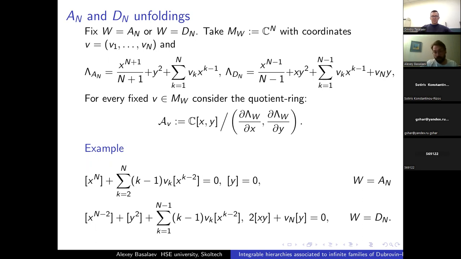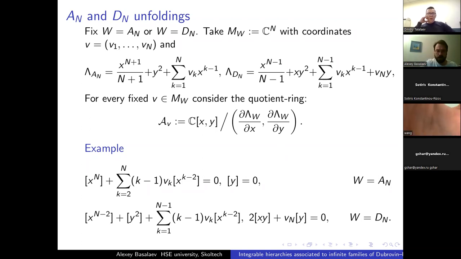This quotient, well, you quotient out the polynomial ring by the ideal generated by two derivatives, by two elements. You might notice that the unfolding of A type only depends on y in one summand. We have the summand y squared. And obviously, quotienting out the polynomial ring in the variables x and y by the ideal that contains y is sort of the same as forgetting about any dependence on y. So this is okay, and the idea is basically that we want to write this all in a unified way. So, Alex, could you comment?